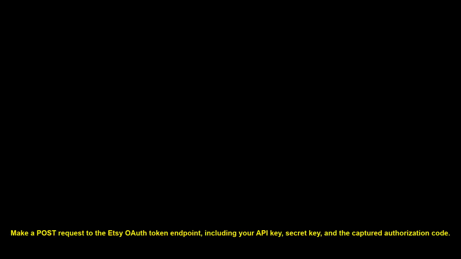Make a POST request to the Etsy OAuth token endpoint, including your API key, secret key, and the captured authorization code. Include the grant type parameter set to authorization_code in your request body. If successful, the server will respond with an access token and a refresh token. Store these tokens securely for future API calls.